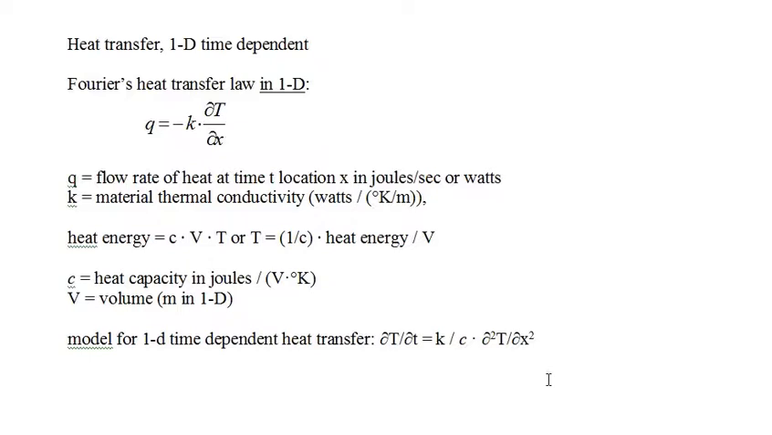We also need to know the relationship between temperature and heat energy, which is heat energy equals C times volume times temperature, where C is heat capacity in joules per unit volume degree K. When we use this equation, we will rearrange it to get temperature equals 1 over C times heat energy per unit volume.